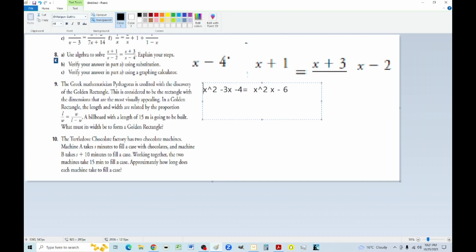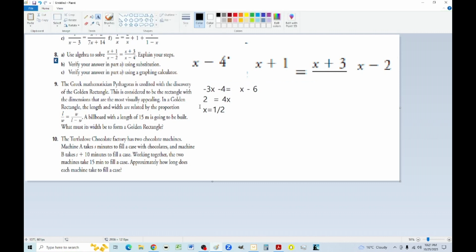Sorry, it should be minus 2x plus 3x, so there should be a plus here. Then if I subtract x squared from both sides, it's clear the x squareds disappear. So that's probably what they're going on about. Then let's add 3x to both sides and add 6 to both sides. So I get 2 on the right side, and I get 4x on this side, which makes x equal to a half.